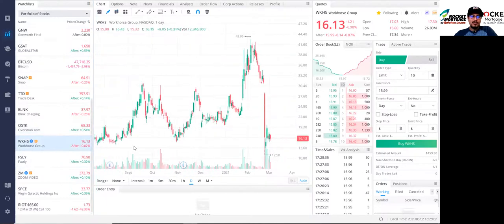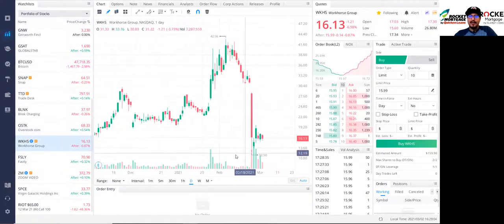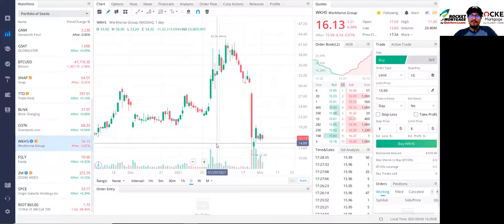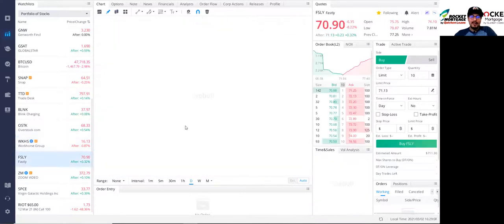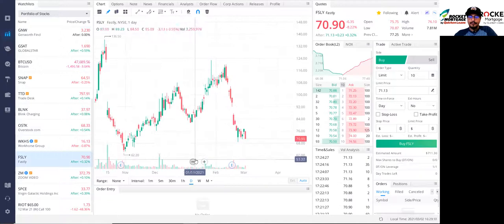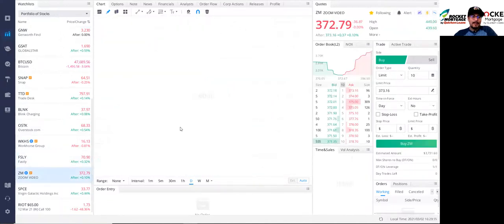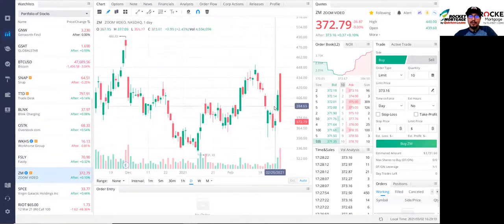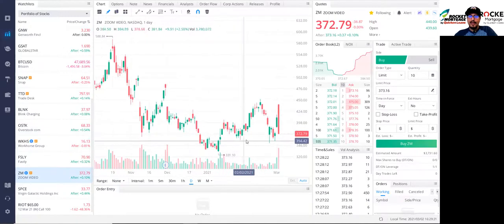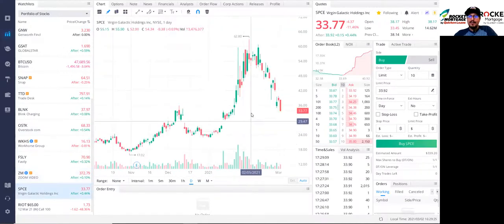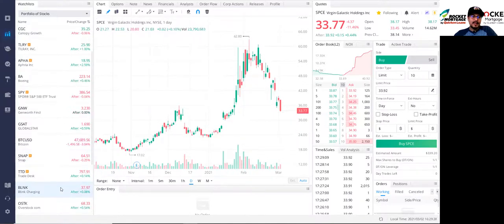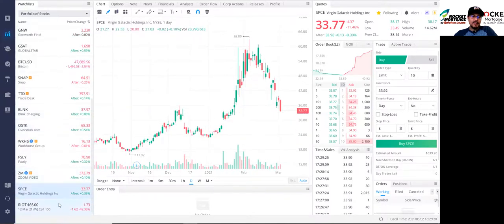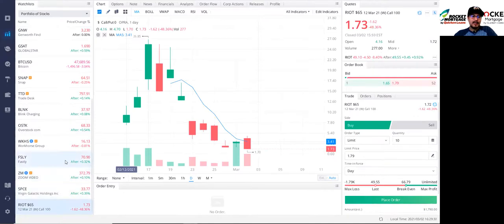Workhorse, I do own. I bought it around 15. Fastly, I did buy it around 74, 75. Zoom had a nasty sell-off, even though it had really good earnings. That one I bought around 365. Space, I bought around 36. Let me see where else we're at. And of course, we already know about Riot and things like that.